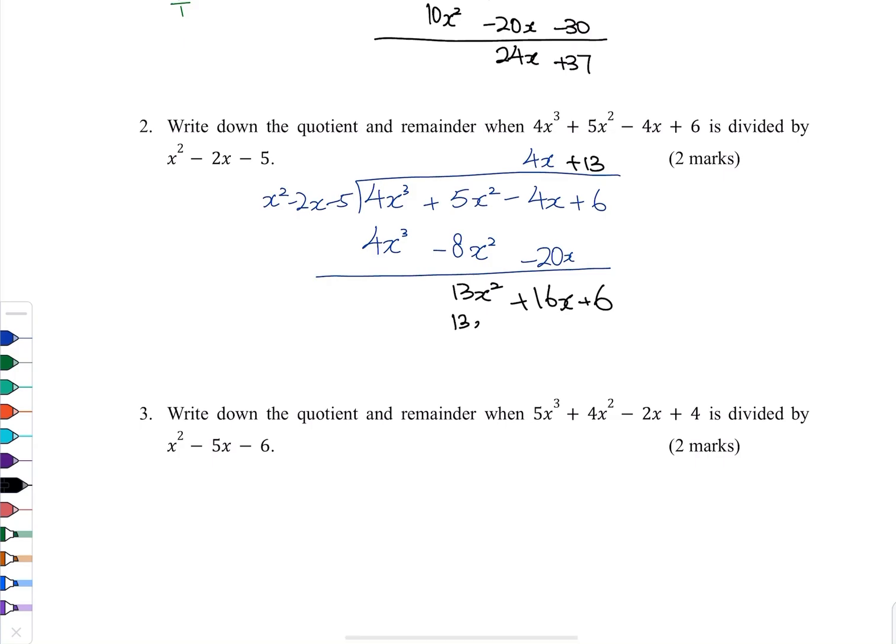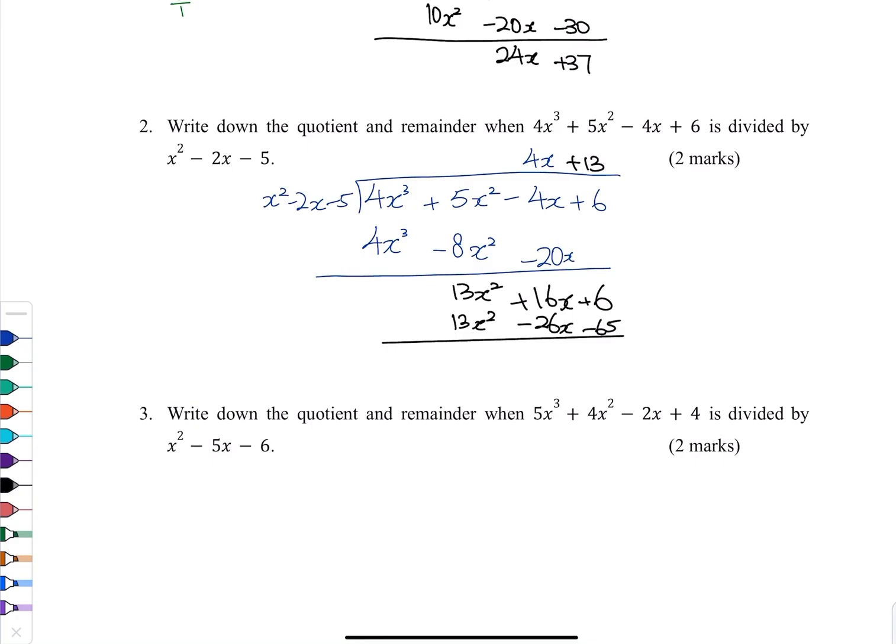So 13x squared. Negative 2 times 13, negative 26, and then there's an x. Negative 5 times 13. Remember to click calculator if you can't do it very quickly in your head. And even I don't actually. I always rely on calculator a lot. Why else are there calculators?